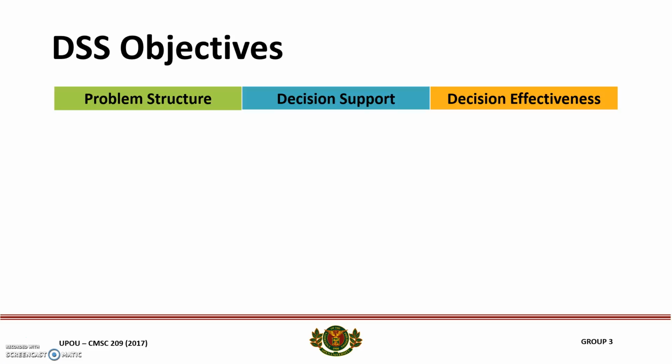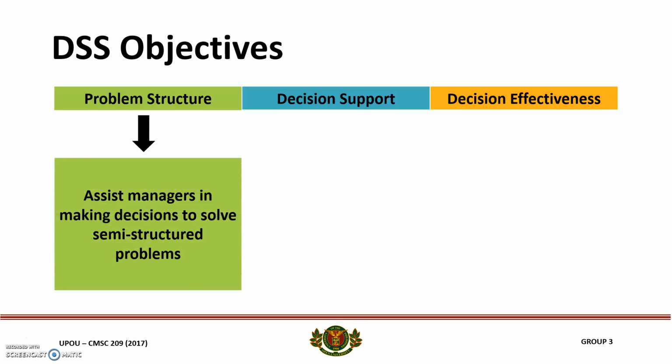The first objective is to assist managers in making decisions to solve semi-structured problems. The DSS helps in decision-making but does not necessarily give a decision itself. The manager may compile useful information from raw data, personal knowledge, and business models to identify, solve problems, and make decisions.